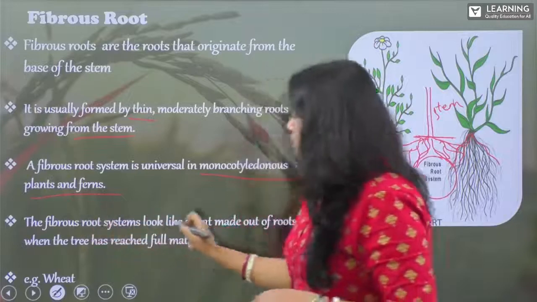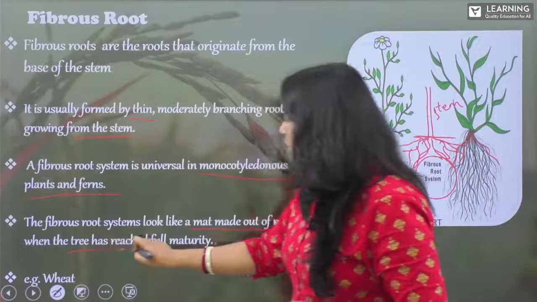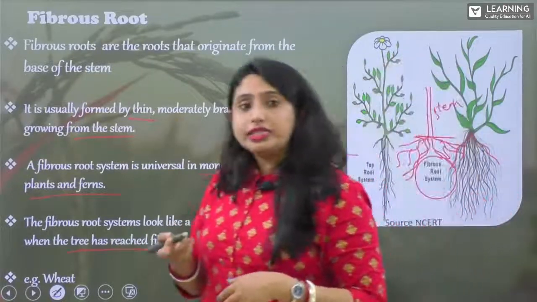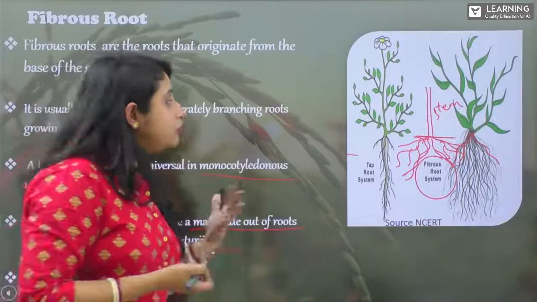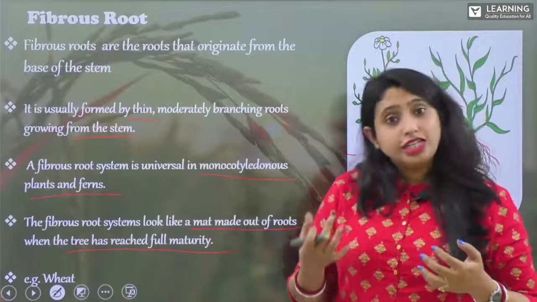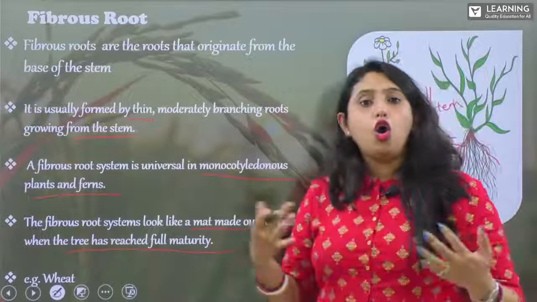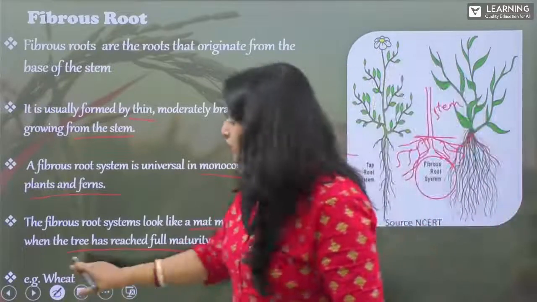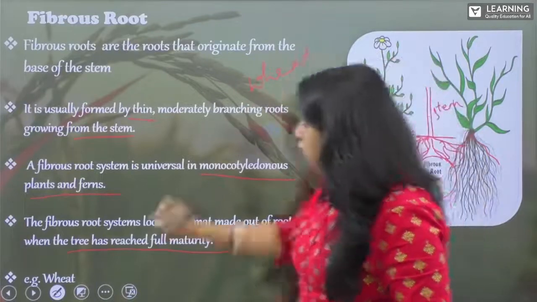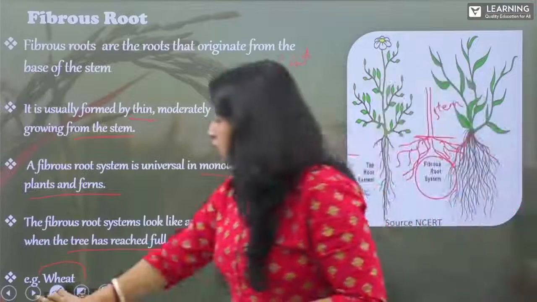And the fibrous root system looks like a mat made up of roots when the tree has reached full maturity. As you can see in the picture, it looks like a mat, okay? It will cover the whole portion of the soil. In case of wheat, the example is your wheat. So this is the example of your fibrous roots.